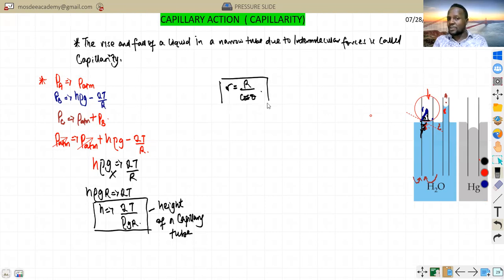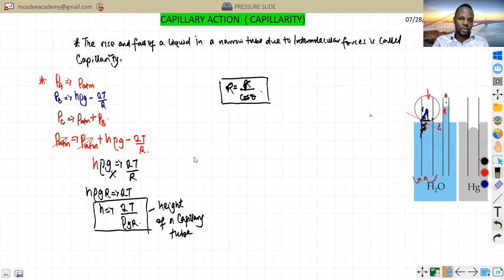You know why I'm bringing this, my dear student? Because when the angle of contact is given in the formula, big R is equal to what? Small r divided by cos theta.